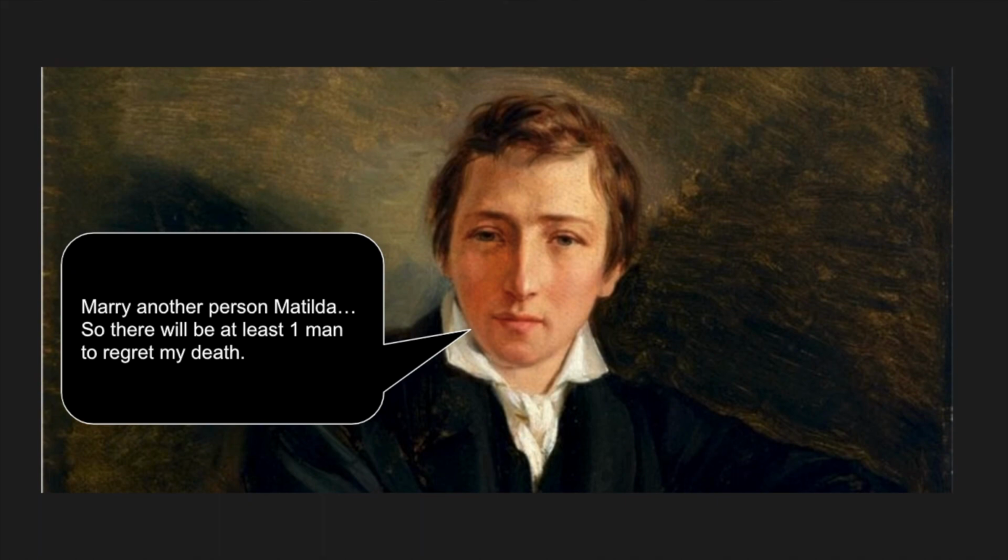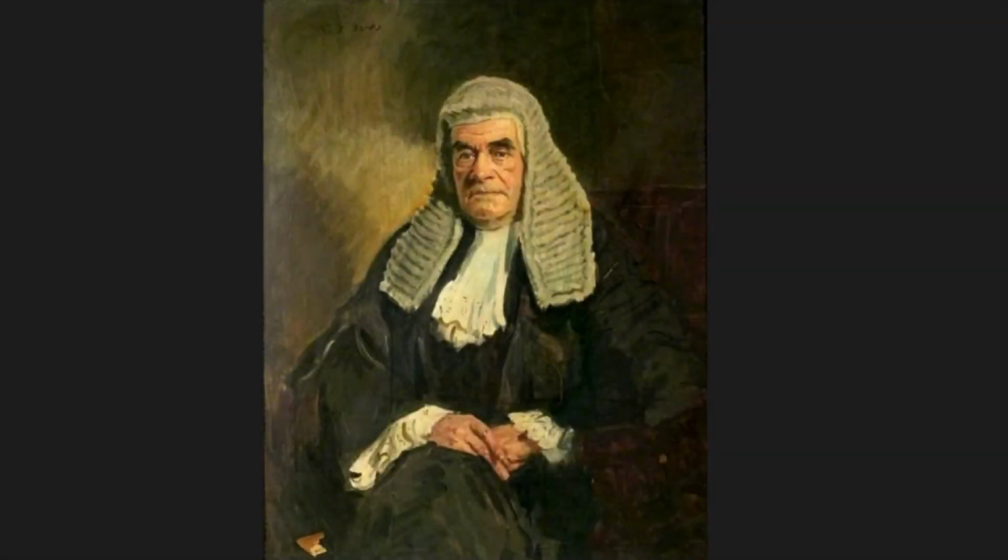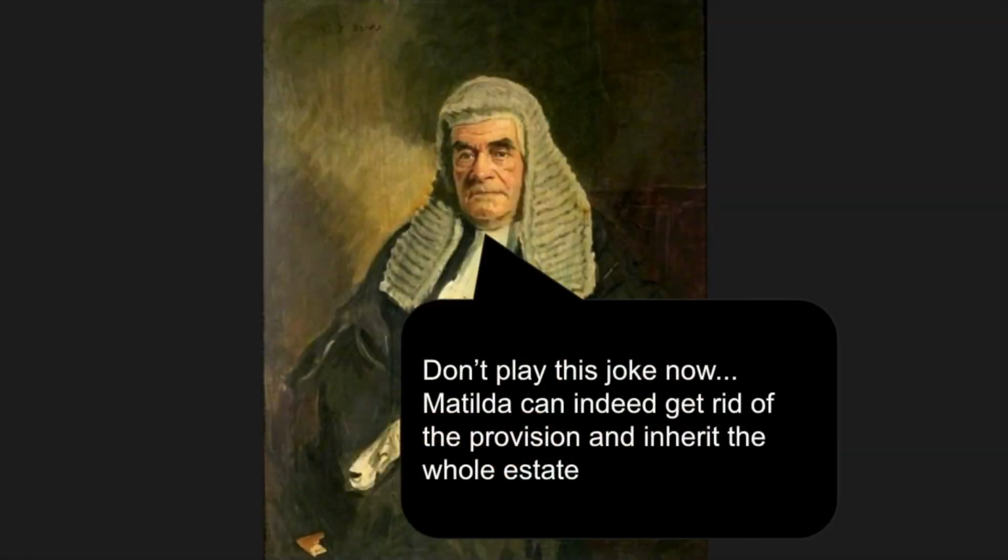However, this joke would only backfire today. If Henry made no other provision in his will, Matilda would get rid of the condition by disclaiming Henry's gift. This is also because Henry left no children, and so Matilda would inherit Henry's whole estate absolutely and unconditionally.